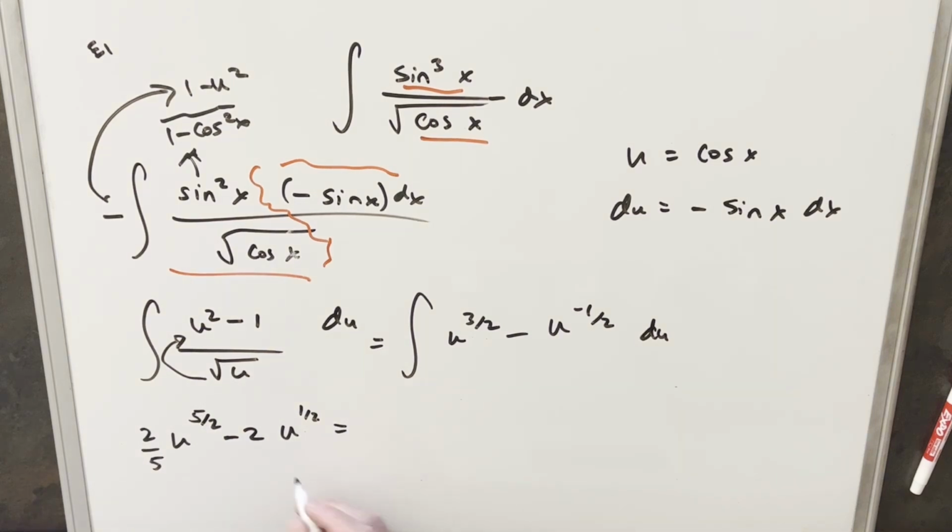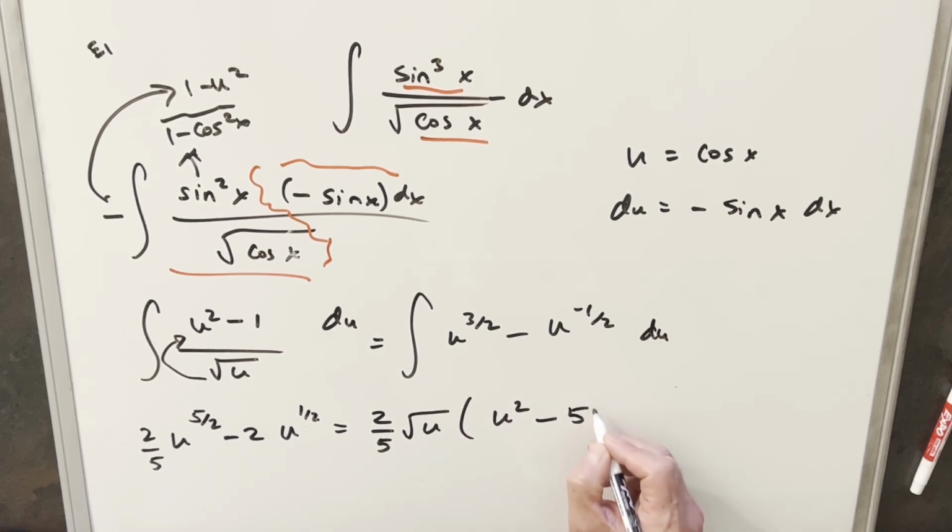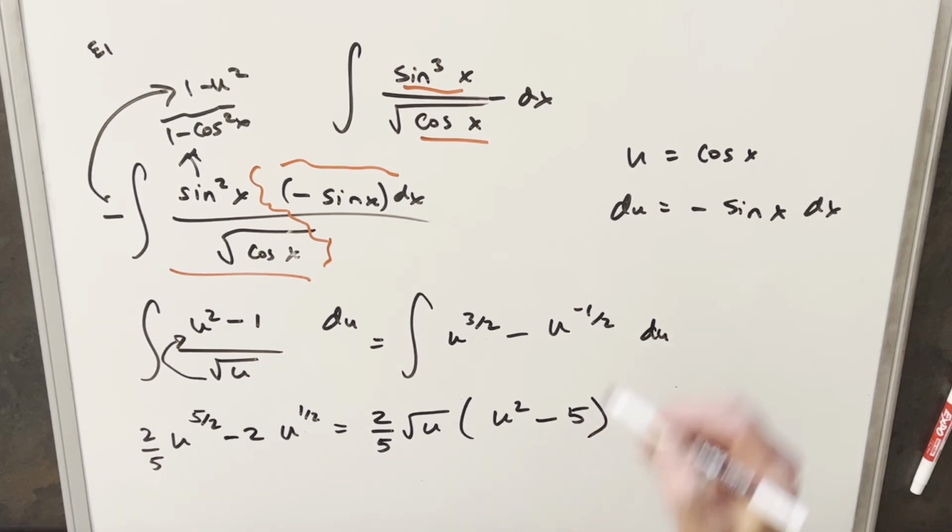And then before we back substitute, I think I'm going to factor this. I think what I'll do is factor out a 2/5 square root of u, so that when I do that, this first term is just going to become u squared, and the second one is actually just going to become a minus 5. And of course you could leave this or factor it a few different ways. I don't really have a preference, so let's just do it this way.